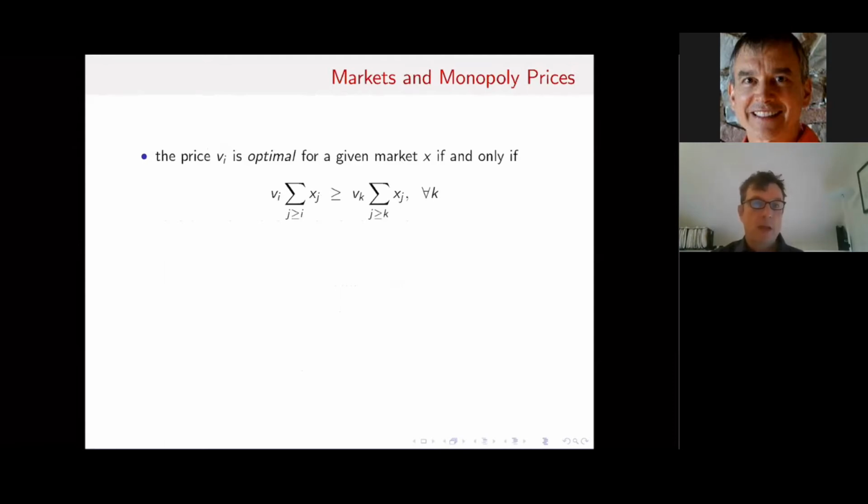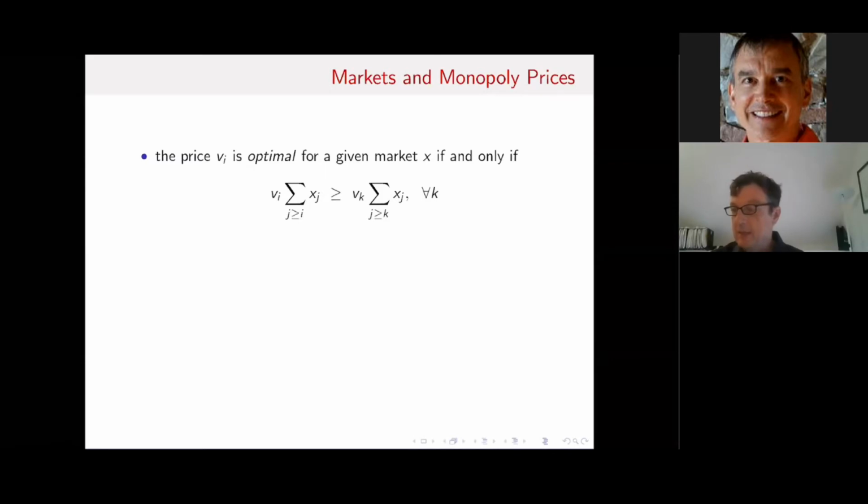Okay. And we say that the price VI is optimal for a given market X if and only if charging that price VI gives us a higher revenue than charging any other valuation VK. Okay. You may have seen this revenue calculation done with a continuum of valuations, therefore a cumulative probability distribution, a density function. I'll come back in a second to do the translation for you. But for the moment, let's try to understand what this formula is saying.